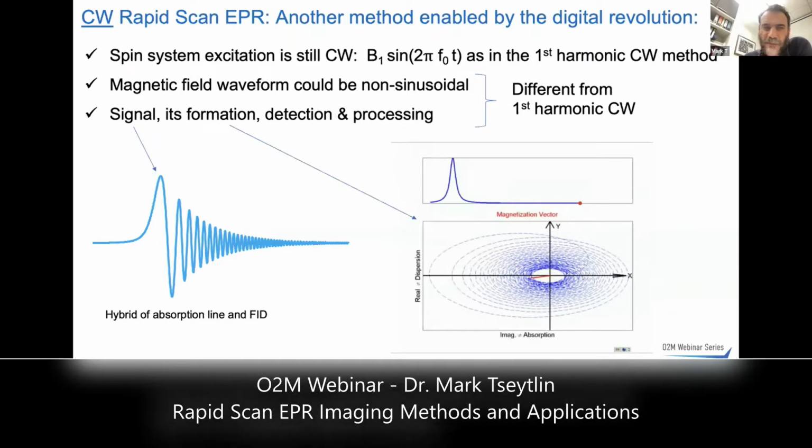Its formation is completely different. Its physics is different. And later, I'll talk about what to do in terms of processing of the data.